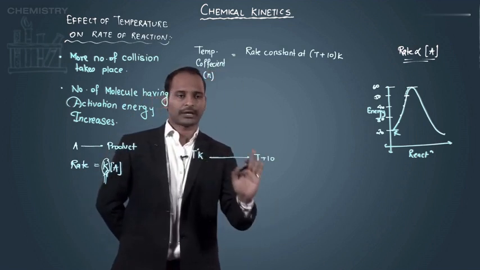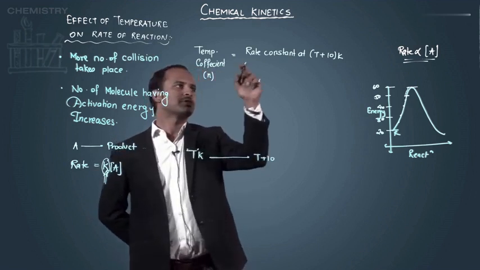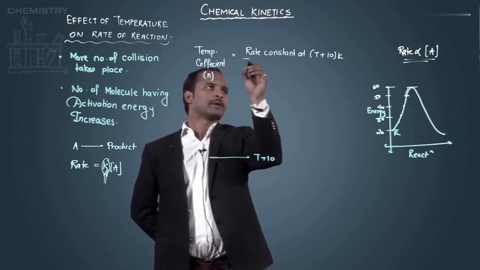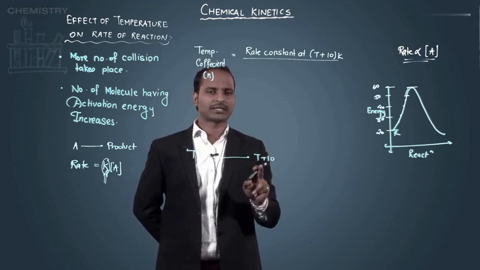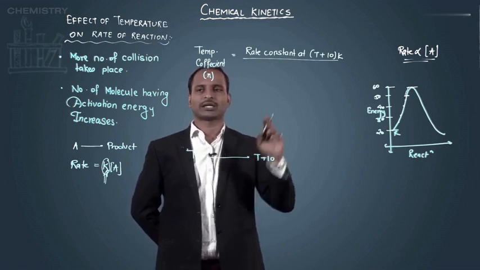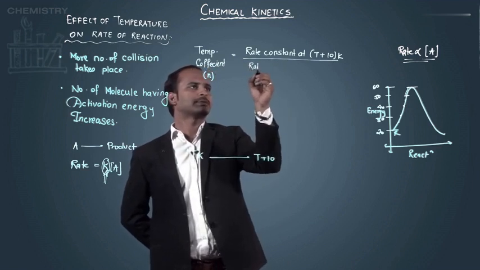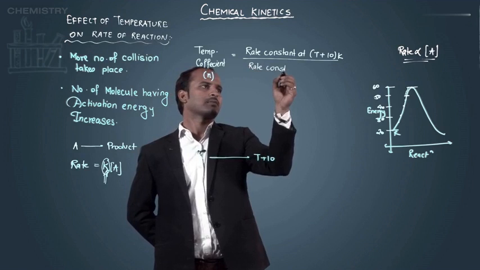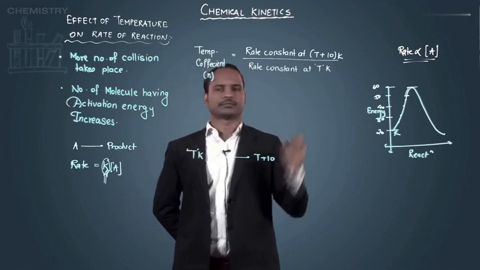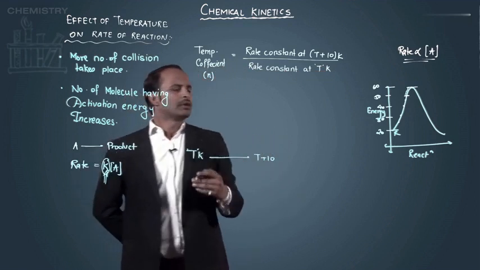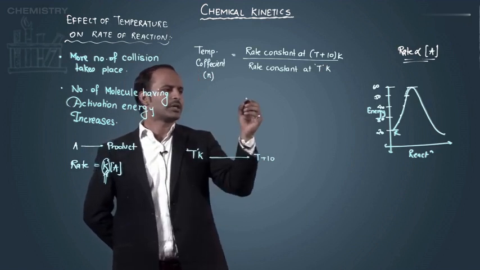If you are increasing the temperature, then ultimately the rate constant will also increase. So for calculating a temperature coefficient, we take the help of the rate constant. It is a ratio of the rate constant at T plus 10 Kelvin, that is at higher temperature, where the K value will also increase, upon the rate constant at T Kelvin. So here we are writing the temperature coefficient for the increase in 10 Kelvin temperature.